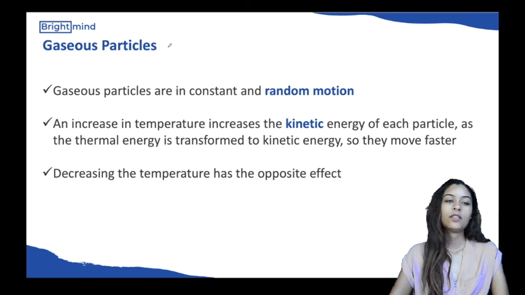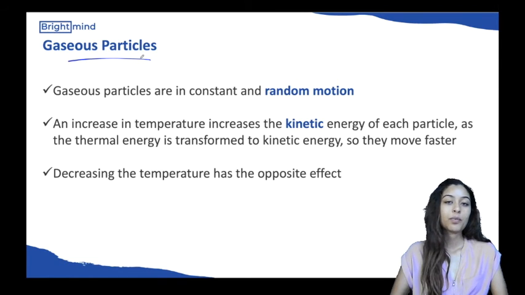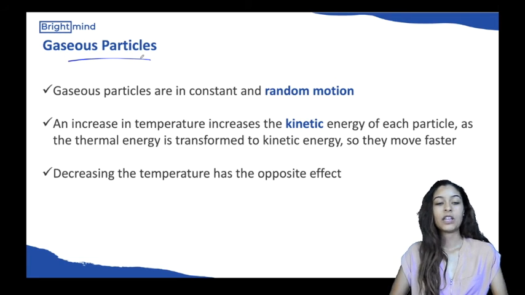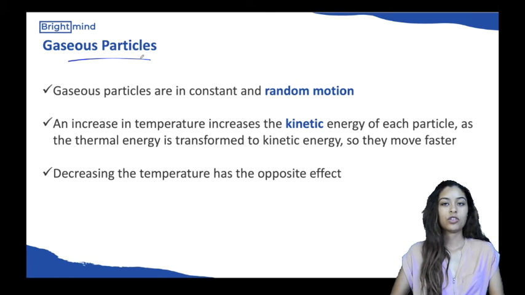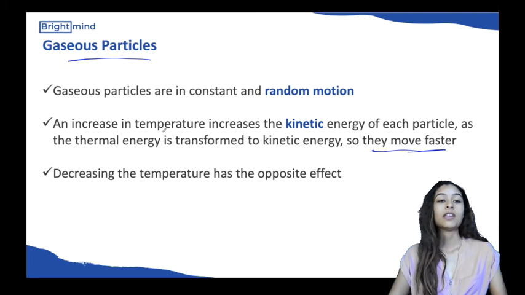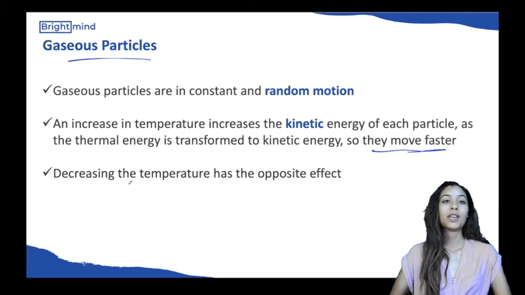Okay, let's talk about gaseous particles now. So gaseous particles are in constant and random motion. So they have no pattern for their movement. And an increase in temperature is going to increase the kinetic energy of each of these gas particles. So when we have an increase in thermal energy, it is transformed into kinetic energy, which is the energy due to motion. Hence, the particles start moving faster. And if we decrease the temperature, we have the exact opposite effect. So they would begin to slow down.